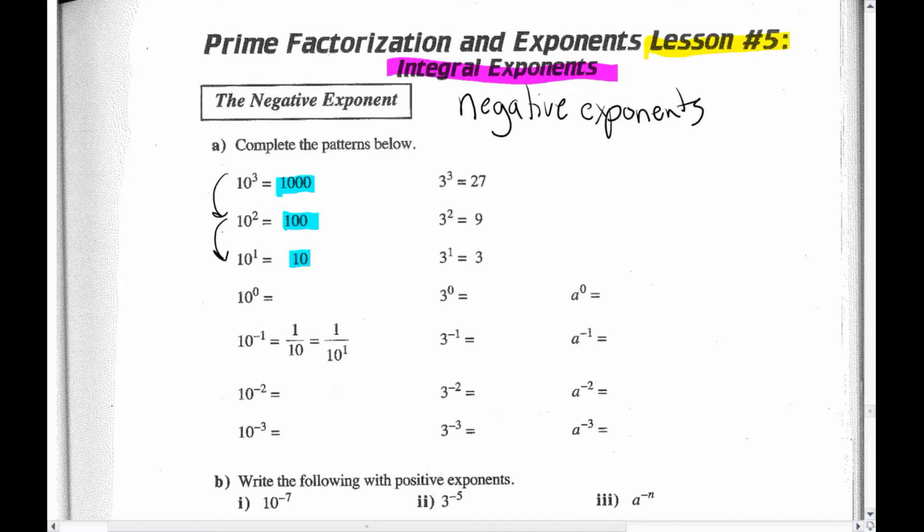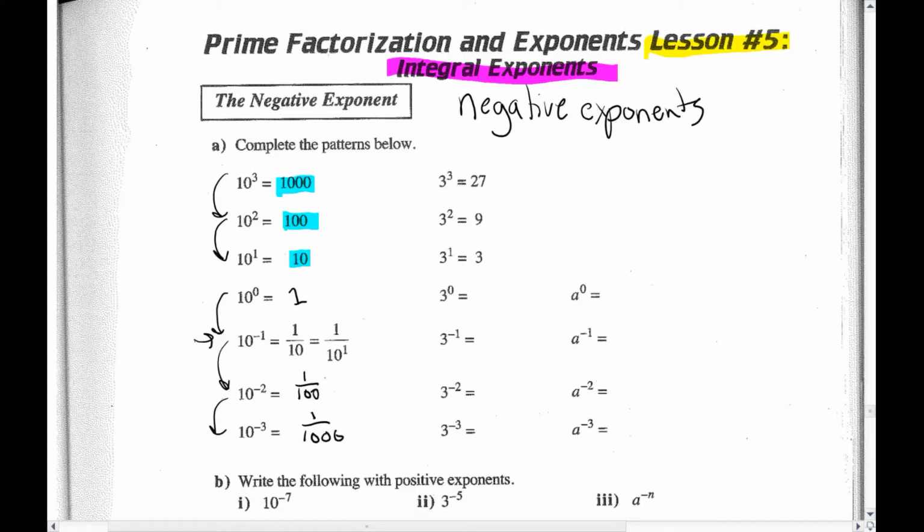So we go to 10 to the power of 0, and we know that anything to the power of 0 is 1. That's the zero exponent law. Then if we go to 10 to the power of negative 1, that's the next one down. If we keep this up, we get the fraction 1 over 10. Then 10 to the negative 2 would be 1 over 100, and 10 to the negative 3 is 1 over 1,000.